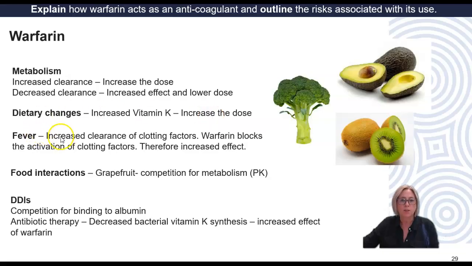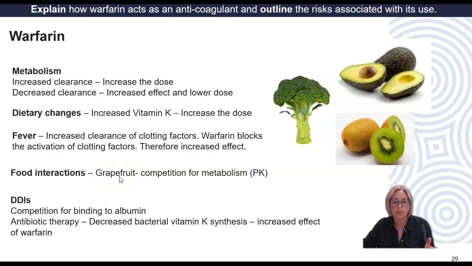Fever. So if somebody has a fever, there's increased clearance of clotting factors. Now remember that warfarin is actually blocking the activation of the clotting factors. So if you, on top of that, have increased clearance of clotting factors, that particular dose then of warfarin will have an increased effect.